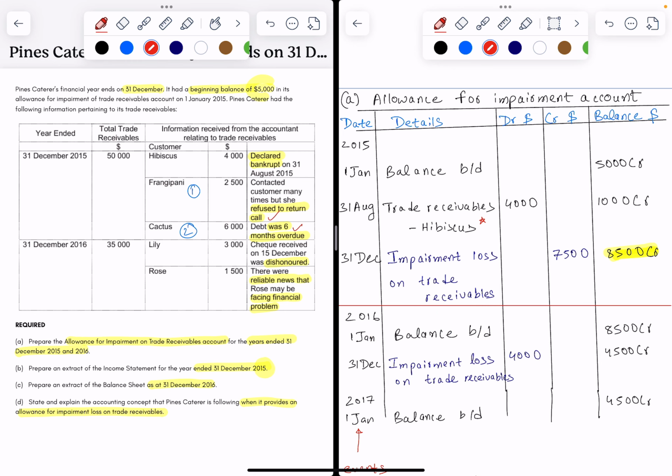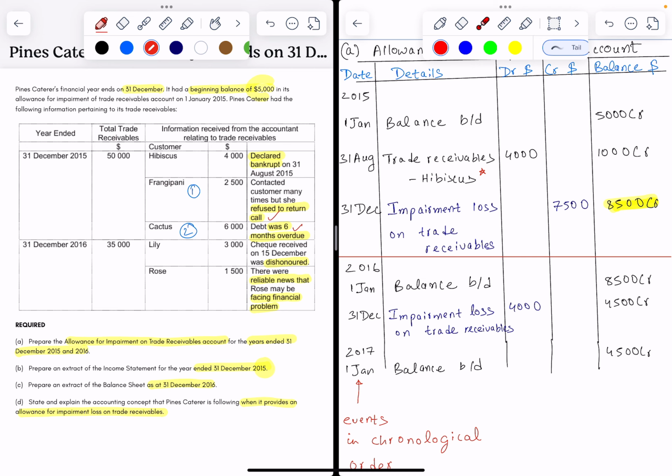Now in the year 2016, on the 1st of Jan, we're starting with an opening balance of $8,500 credit. Obviously, we expect it to be credit because we have a contra asset account. And also, this is the closing balance from the end of 31st of December 2015, which we must carry forward in the new financial year.